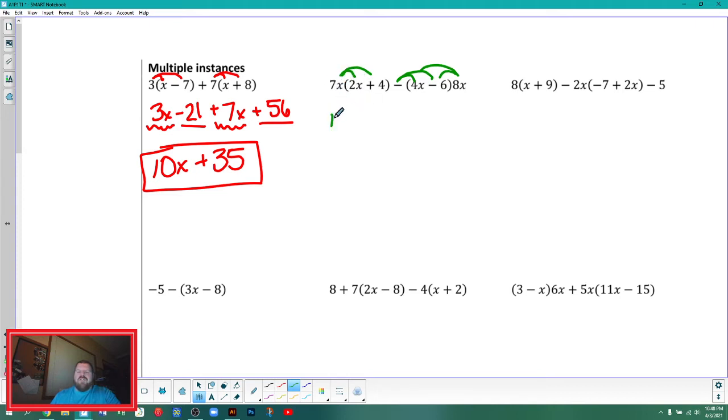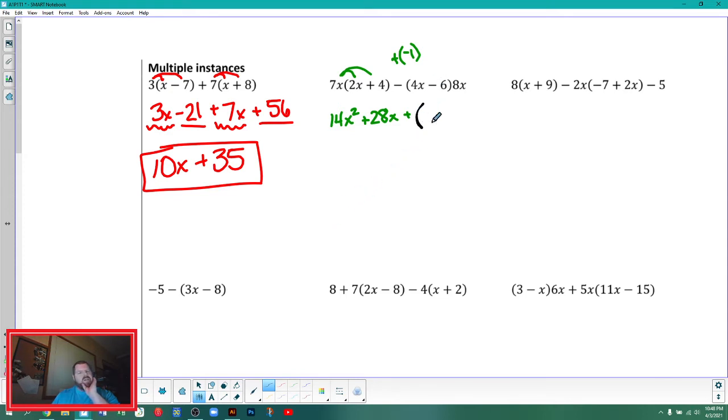7 times 2 is 14. X times x is x squared. 7x times 4, 7 times 4 is 28, and there's 1x. Now I'm going to switch this to an addition, and I'm going to think about this minus sign as plus a -1. And I'm going to distribute that -1 into those parentheses first, but I'm going to leave parentheses there because I have that 8x on the outside.